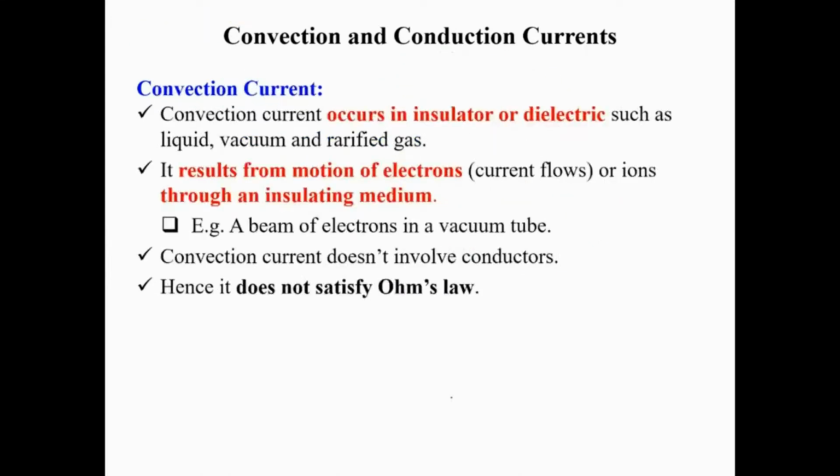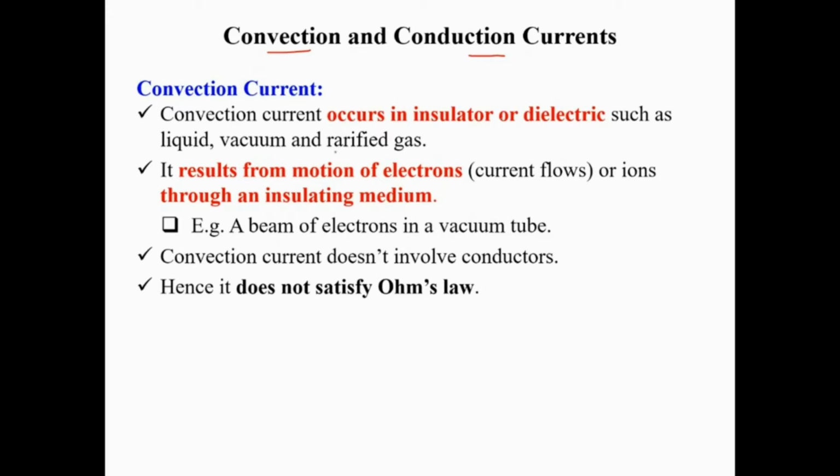Okay, so now let's look at convection currents. For currents, we have two types. One is convection current. The other is conduction current. Convection currents normally occur in an insulator or dielectric. An insulator or dielectric is a material that does not conduct current. So for this kind of current, we don't call it a conduction current, we call it a convection current because it is possible for the charge to move in this medium.